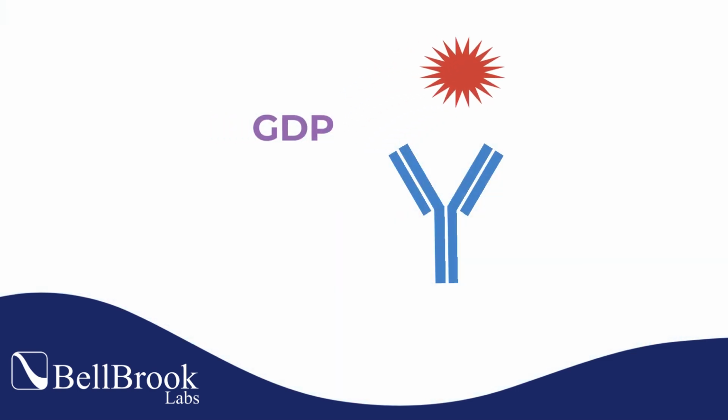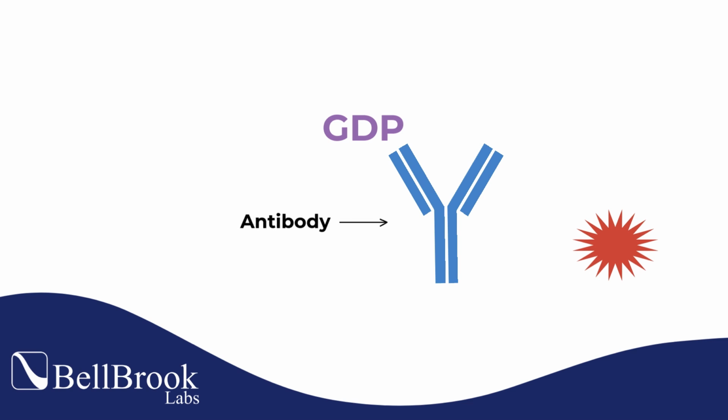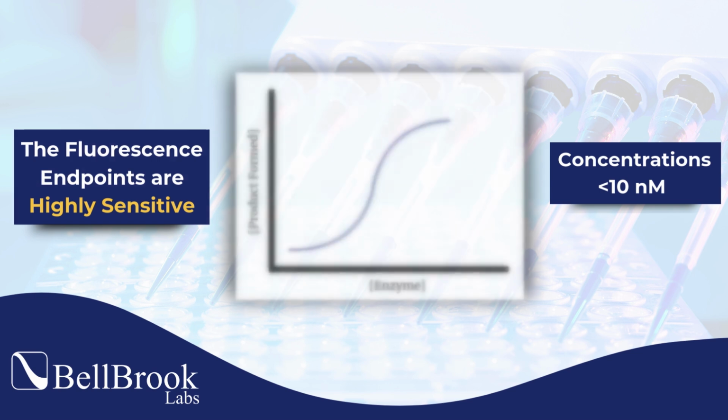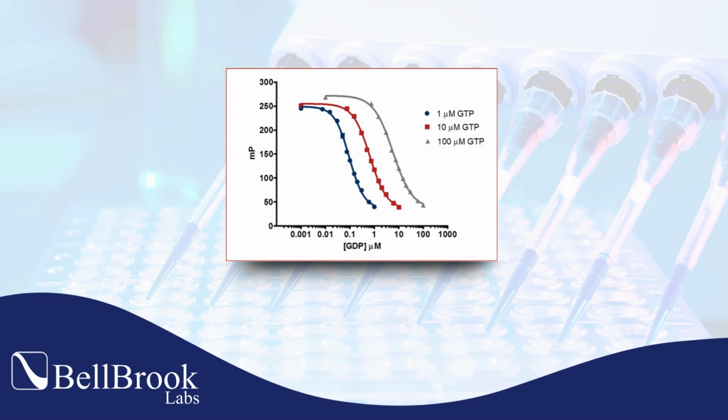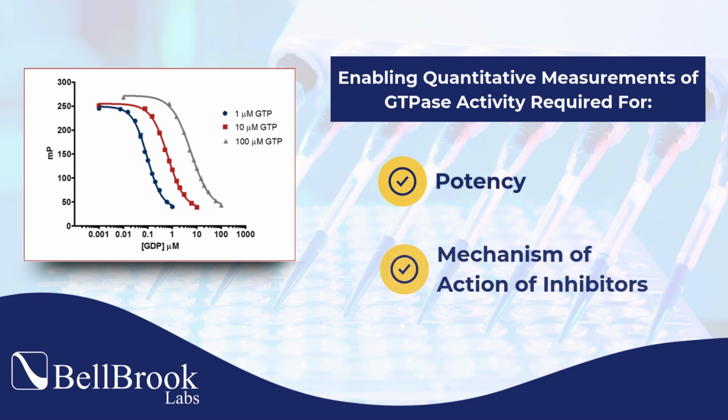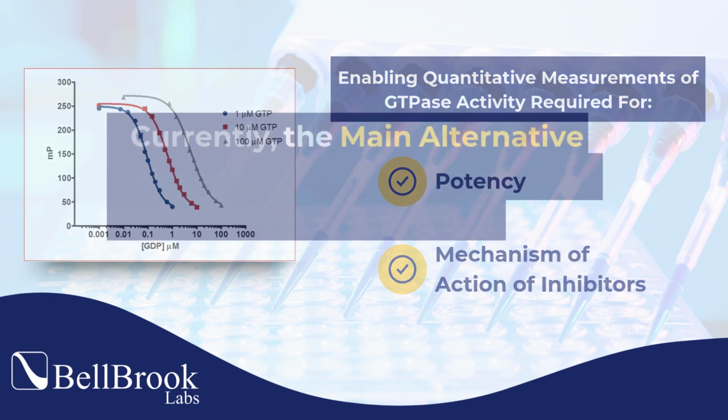The GDP formed binds to a highly selective antibody, displacing a fluorescent tracer and generating the assay signal. The fluorescence endpoints are highly sensitive, allowing robust detection of GDP at concentrations less than 10 nanomolar. The signal can be converted to the amount of GDP formed using a standard curve, enabling the quantitative measurements of GTPase activity that are required for determining the potency or mechanism of action of inhibitors.